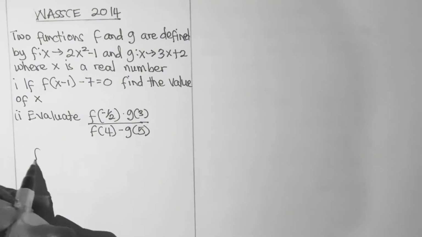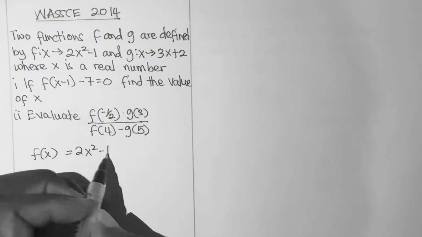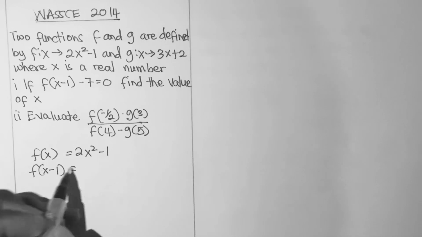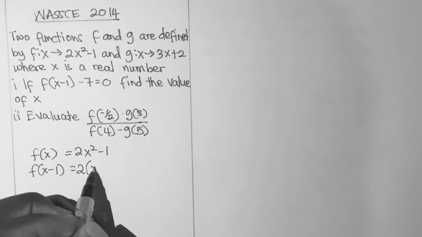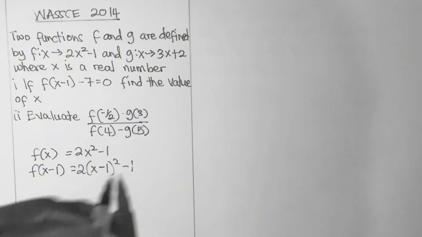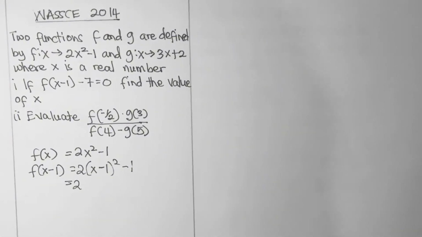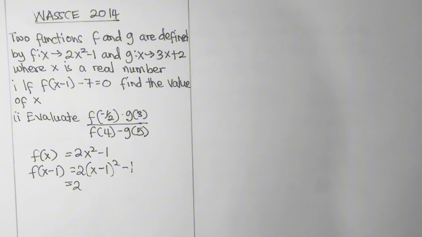He's saying that f of x is equal to 2x squared minus 1. So f of (x minus 1) is equal to, wherever we see x, replace it with x minus 1. So this becomes 2 times (x minus 1) squared minus 1. So this becomes 2 times... Now, let's do something down here. In binomial expansion, (a minus b) squared is equal to a squared minus 2ab plus b squared.